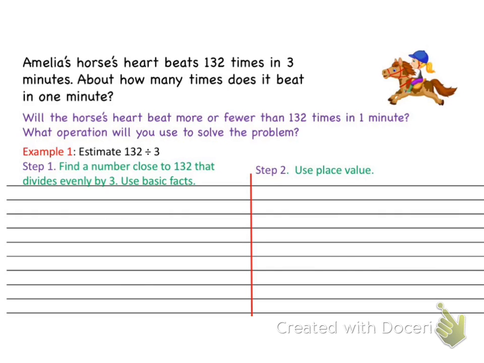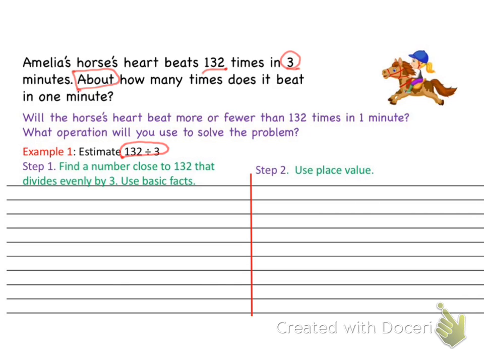Here's a word problem to get us started. Amelia's horse's heart beats 132 times in 3 minutes. About how many times does it beat in 1 minute? In order to find that out, we need to divide 132 by 3. They want us to estimate 132 divided by 3 because they said about. So we don't need an exact answer.